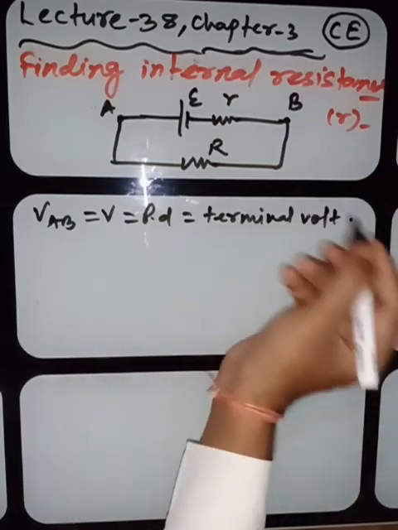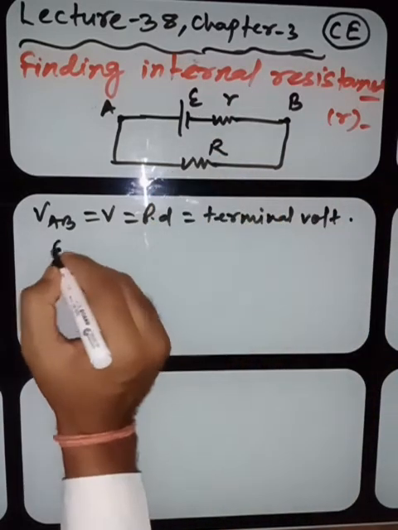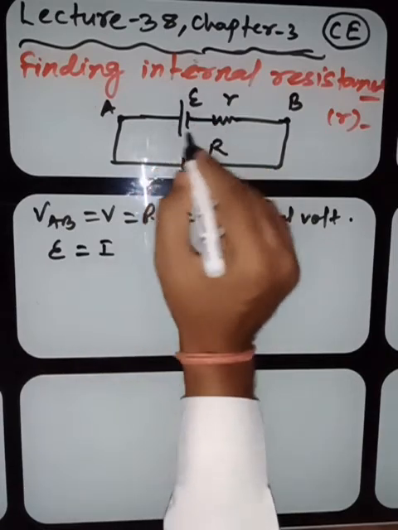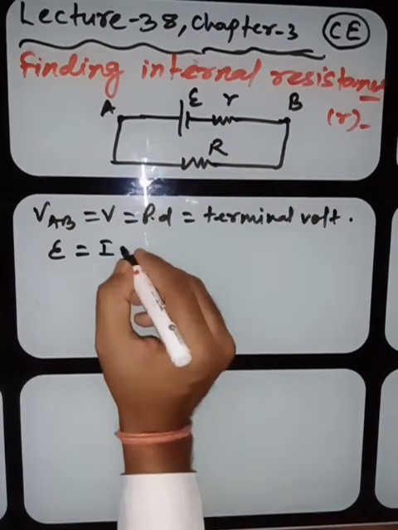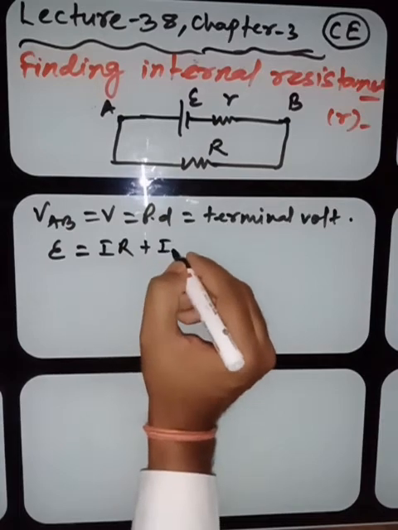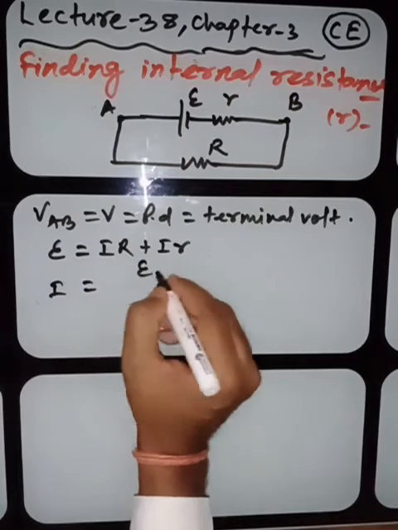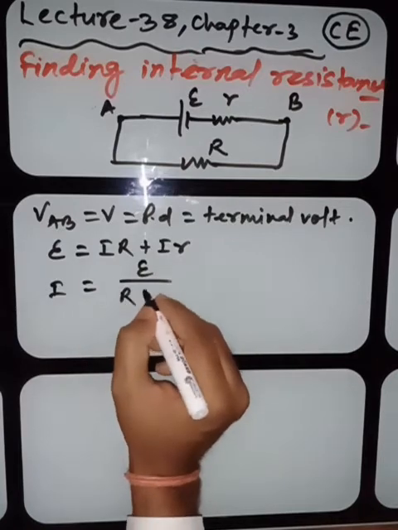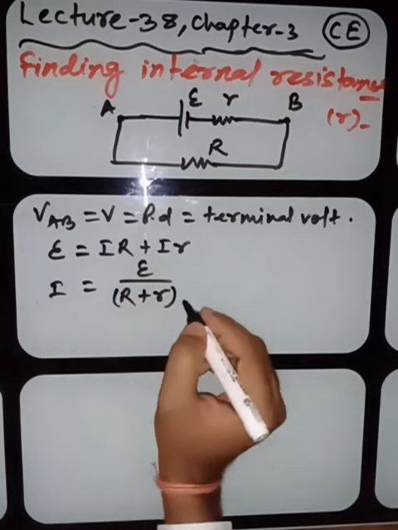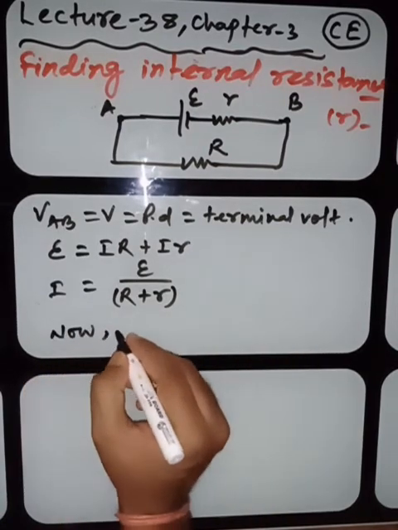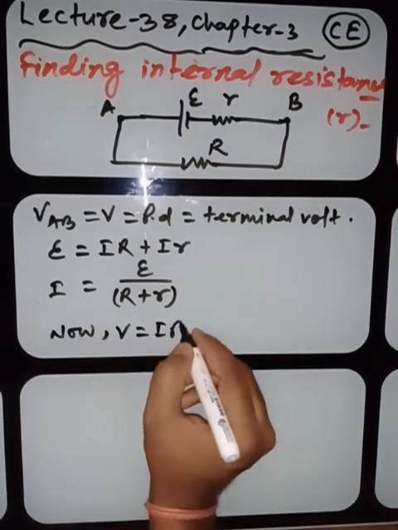Now this E is equal to the total potential drop at two places, Ir plus I into R. Could you find the current here? Yes, it is E divided by r plus R. My dear student, now we know that V is equal to IR.